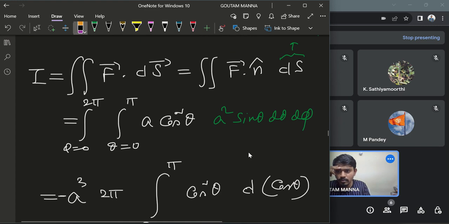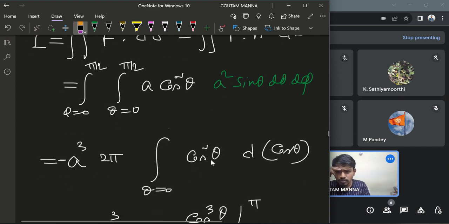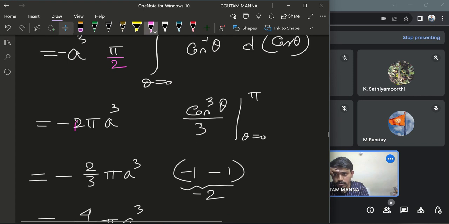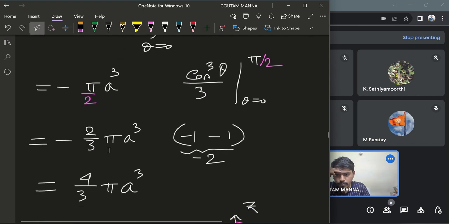So this is where I made the mistake. This limit is pi by 2, this limit is pi by 2, because we need to stay in the first octant. This is not 2 pi, this is pi by 2. Sorry, this is pi by 2, this is pi by 2. So this is 1 by 6, because 3 here and there is 2 here, and this is minus 2.